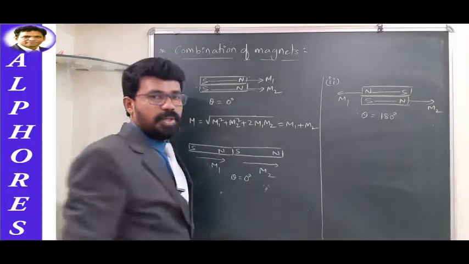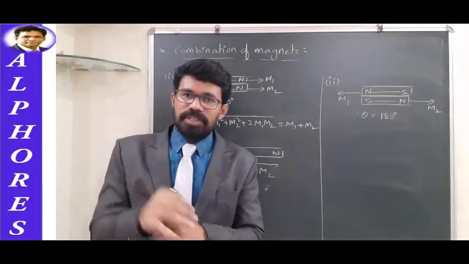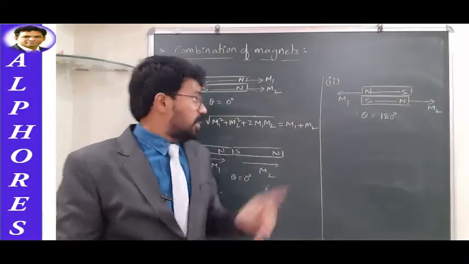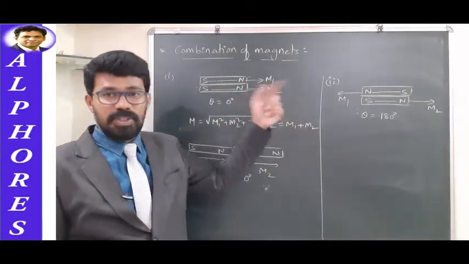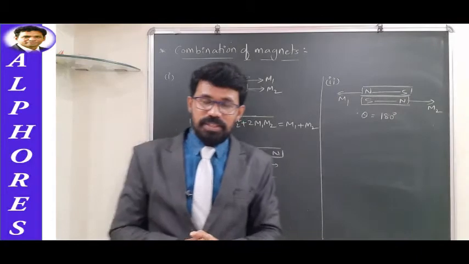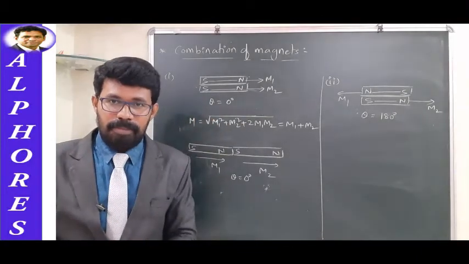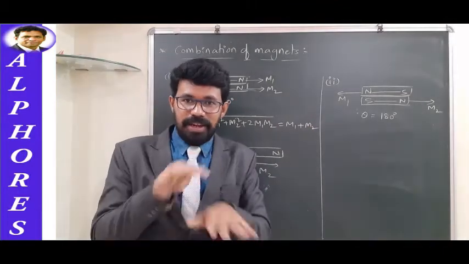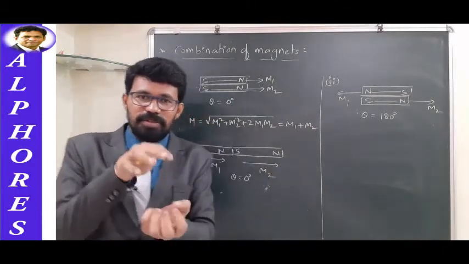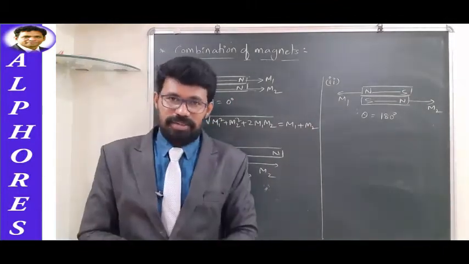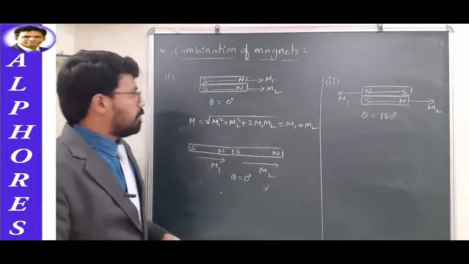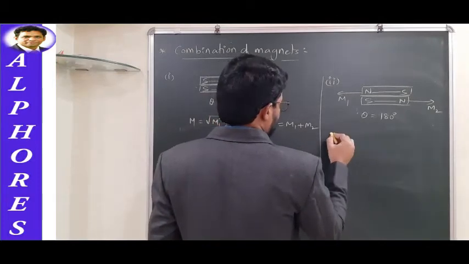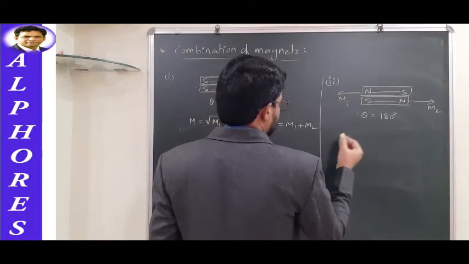In both the cases, physically one magnet is lying on the other magnet, but the final output will be different. Here the angle between the magnetic moments is 0. Here the angle between the magnetic moments is not 0, it's 180 degree, isn't it? But what is the common point in both the cases? The arrangement is the same, in the sense that physically one magnet is lying above the other magnet. So this case you can handle like this. If the angle is 180 degree, what will be the resultant magnitude?